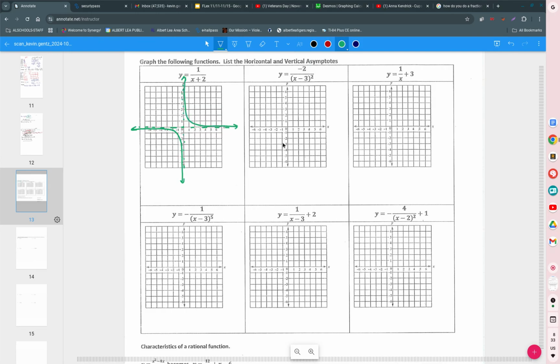I don't know what else to say. Some people remember it better than others. The more we can work to remember it, the better off we are. Sometimes you actually have to go back and review some of the things we've covered before. But that's the parent function. It's called the reciprocal function.